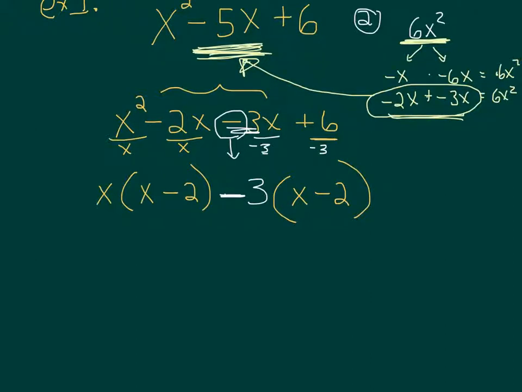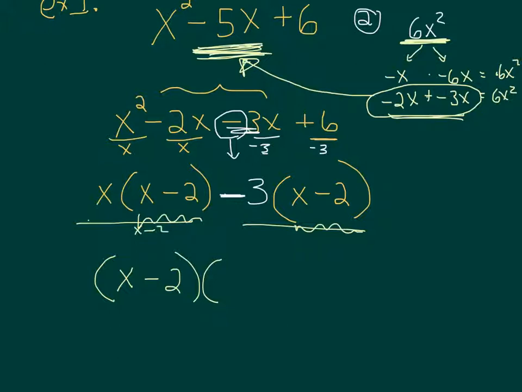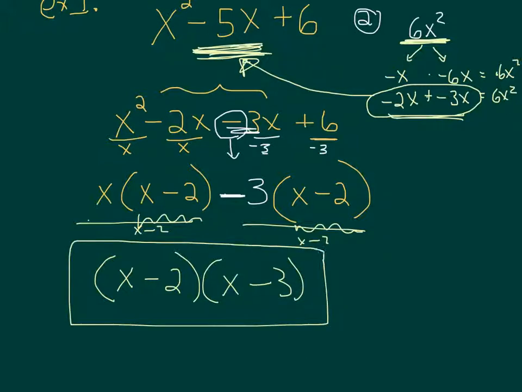I now have two terms whose GCF now is x minus 2. So I'm going to factor out the x minus 2. And what's left after I divide by the x minus 2 to both terms, I'm left with x minus 3. And here is my factored trinomial.